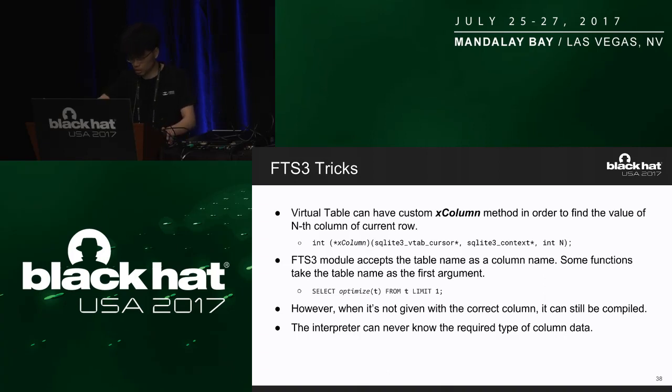During the execution, column T stores the current FTS3 cursor. In the execution of SQLite, the SQL statement is prepared and compiled into bytecode, and then evaluated by the SQLite engine. In this case, the type information of the column is already lost, and the interpreter can never know the required type of this column.